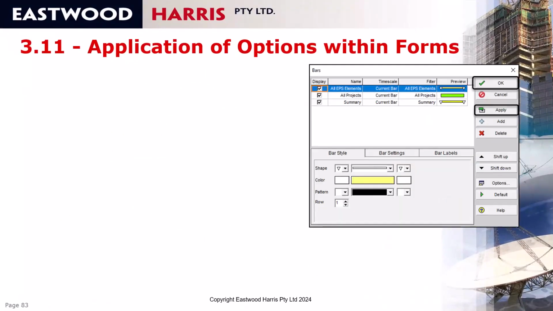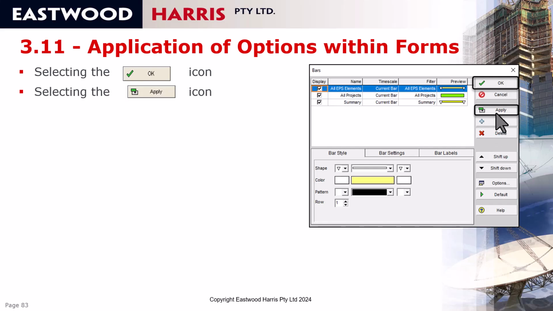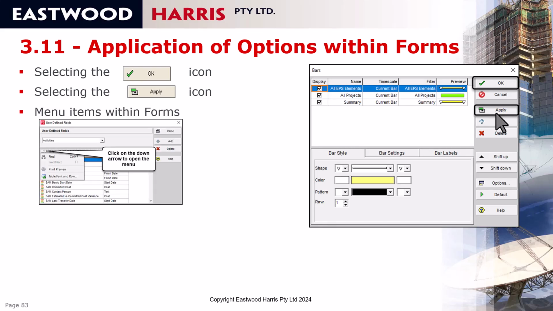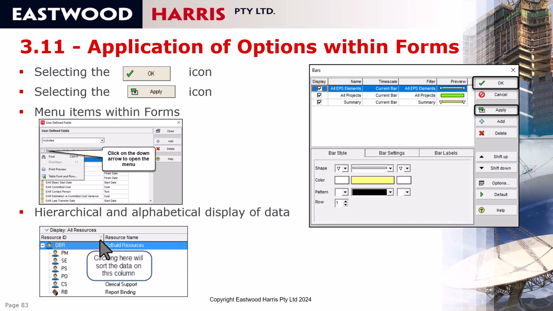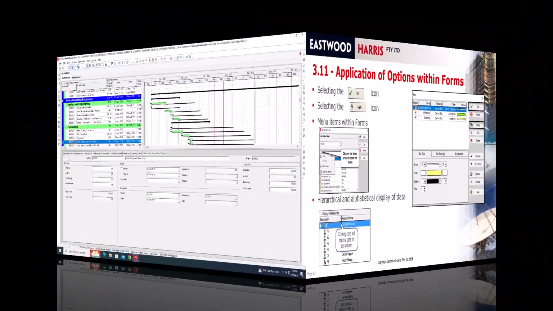Application of options within forms. In P6 there is an OK icon and an apply icon in all the forms, and also you'll find that some forms have a drop down box here where you'll find a menu, and also you can sort them. So you'll find that there are a number of formatting options in P6 forms that you don't find in other software. Let's just have a look at these in P6 now.